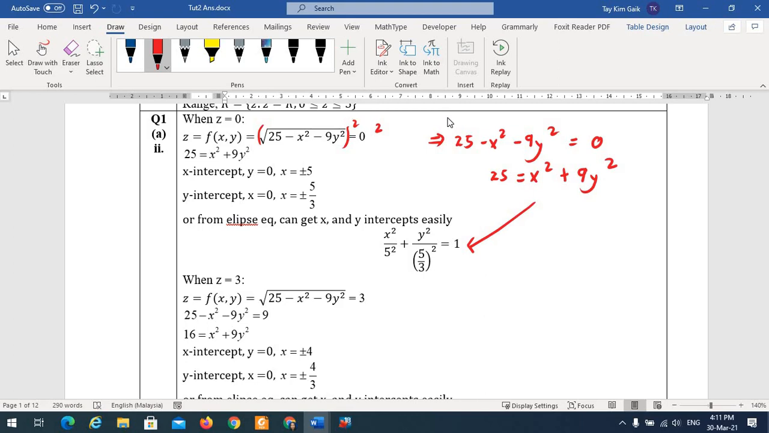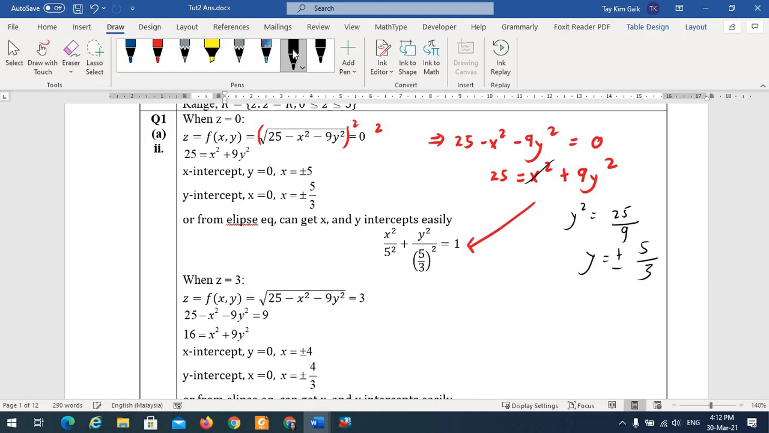First of all, if you use the concept of x-intercept, then you let y equal to 0. When y is 0, we put in 0 here. If y is 0, x squared equal to 25, so x is positive negative 5. Then to get the y-intercept, you let x equal 0. When x is 0, you have 9y squared equal to 25, which means y squared is 25 divided by 9. That's why your y is positive negative 5 over 3.